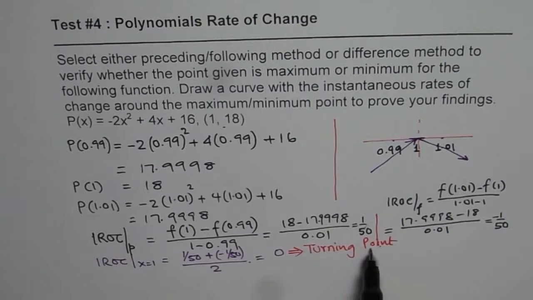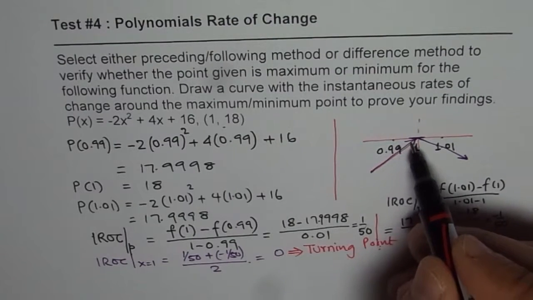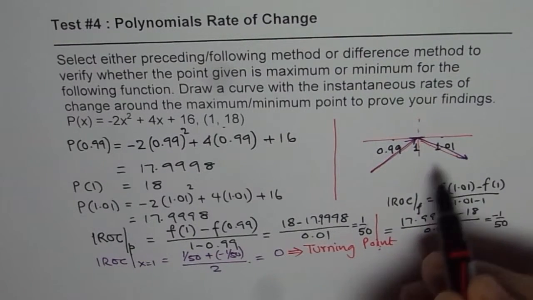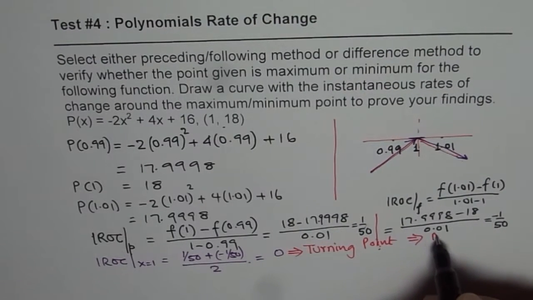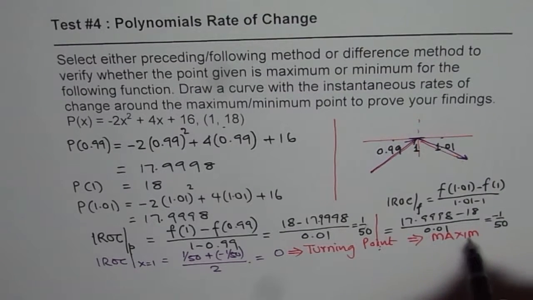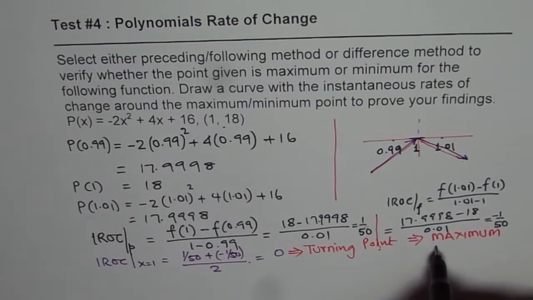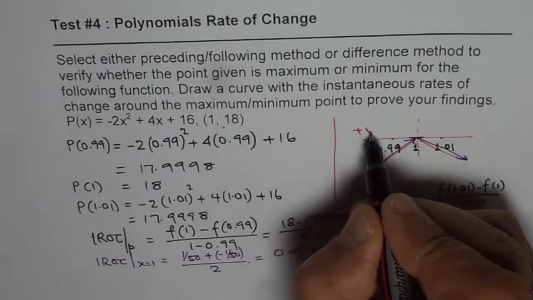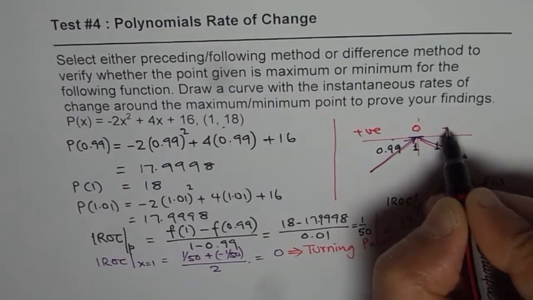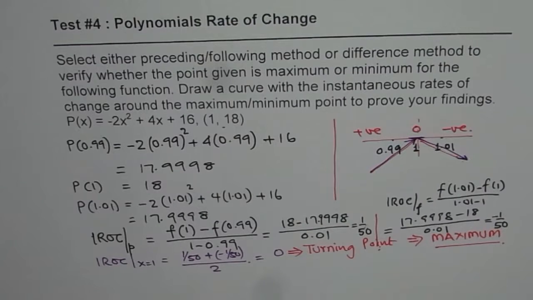Now whether that turning point is a maximum or a minimum, how do we find that? Since the preceding is positive and the following is negative, it's changing from positive to negative, therefore it is a maximum. Do you understand? So that is how we have to prove it. So therefore it is a maximum, since the rate of change changes from positive to 0 to negative. Do you see that? If that is the kind of rate of change around a point, then at that point we have a maximum, right? So that is what we're trying to understand.